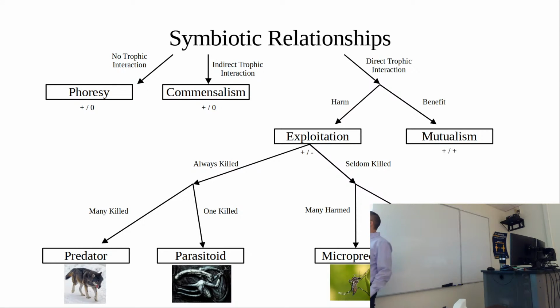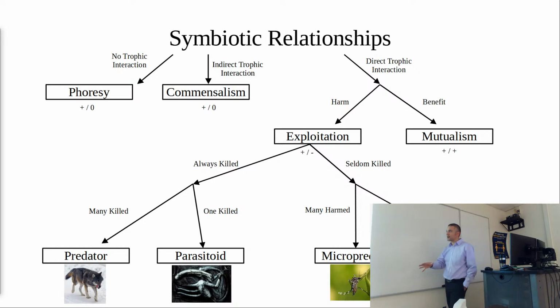That's a benefit. What about if we cause harm? Well, now that changes our relationships, and now it focuses on exploitation. Our symbiotic relationship is resulting in some form of exploitation. Our exploitation is going to come down to, is it death or is it just harmful? And then how many individuals are harmed by it? So we'll start on the left-hand side. Situation where our symbiotic relationship results in the death of one of the individuals. So in all cases, one is going to benefit and the other is always going to be harmed.